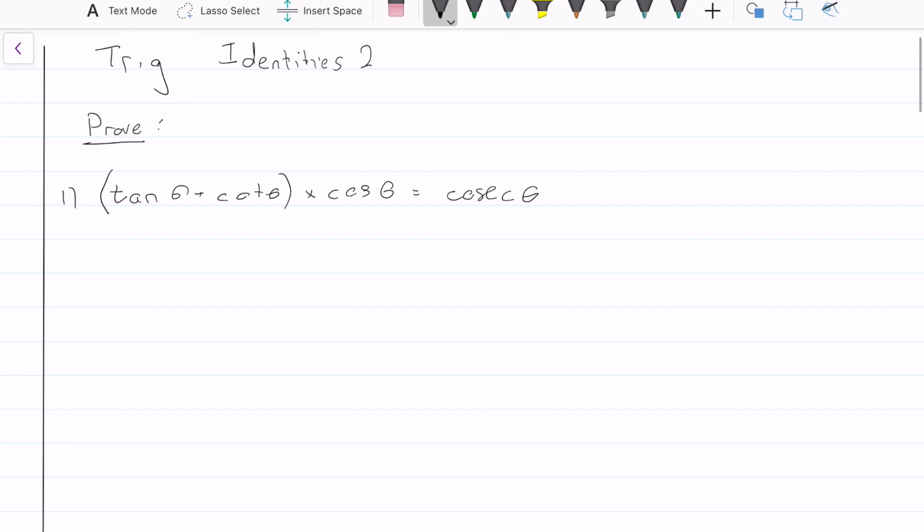Okay, so the first problem says, prove that (tan theta plus cot theta) times cos theta is equal to cosec theta. Okay, so how are we going to start? So let's work on the left hand side first. So the left hand side equals tan theta plus cot theta.